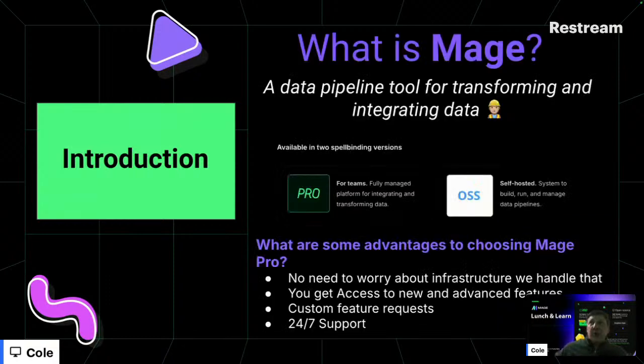So for those of you who aren't familiar with Mage, Mage is a data pipeline tool for transforming and integrating data. We offer 2 versions of Mage. One is the Pro version, which is for teams. It's a fully managed platform for integrating and transforming data. And the OSS self-hosted version, which is a system built to build, run, and manage data pipelines.